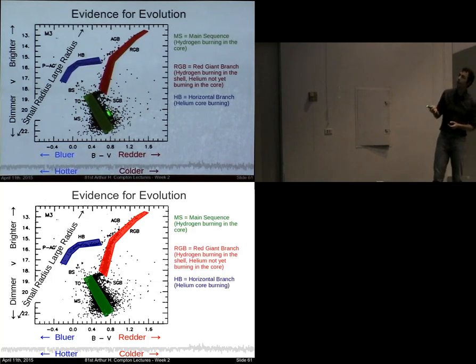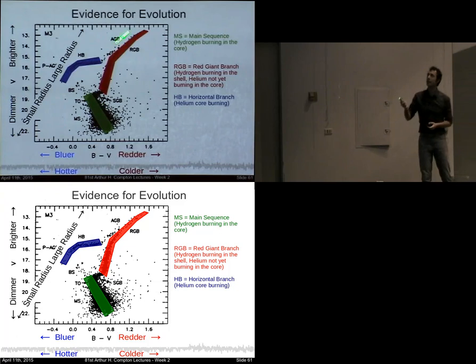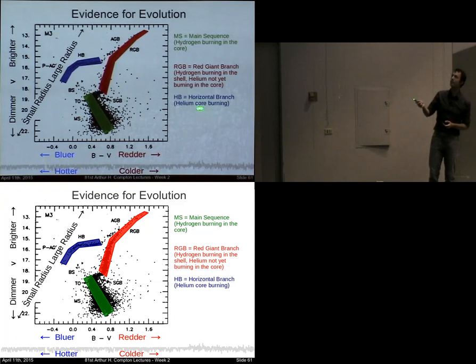These are burning hydrogen. This is called the red giant branch. This is when you're hydrogen burning in the shell and have helium in your core. This is called the horizontal branch. These have helium burning in their core. And the white dwarfs would all be down here, which is they're blue and small.